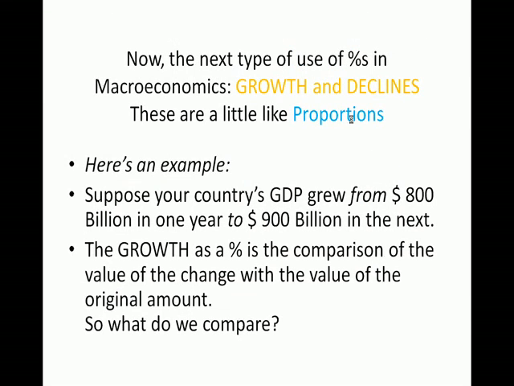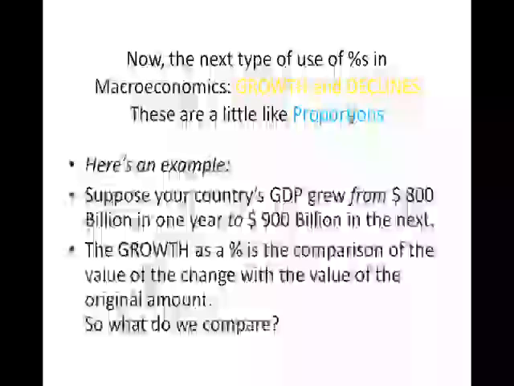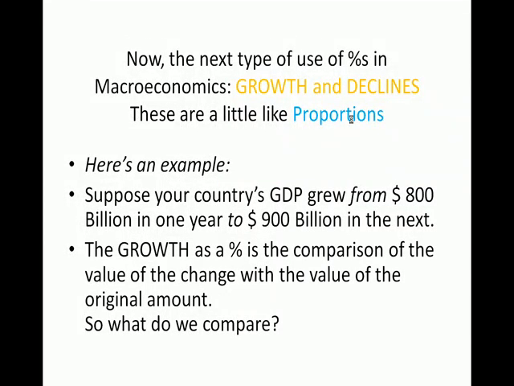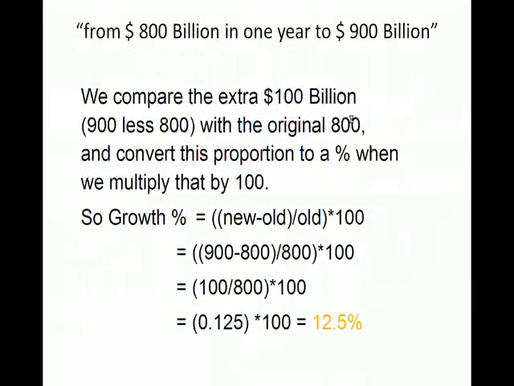Now, the next type of use of percents in macro is growth and declines. These are a little like proportions. Here's an example. Suppose your country's GDP grew from 800 billion in one year to 900 billion in the next, so things are really booming along nicely. The growth as a percent is the comparison of the value of the change with the value of the original amount. So what do we compare? From 800 to 900. Let's compare. We compare the extra 100 with the original 800, convert this to a percentage when we multiply it by 100.